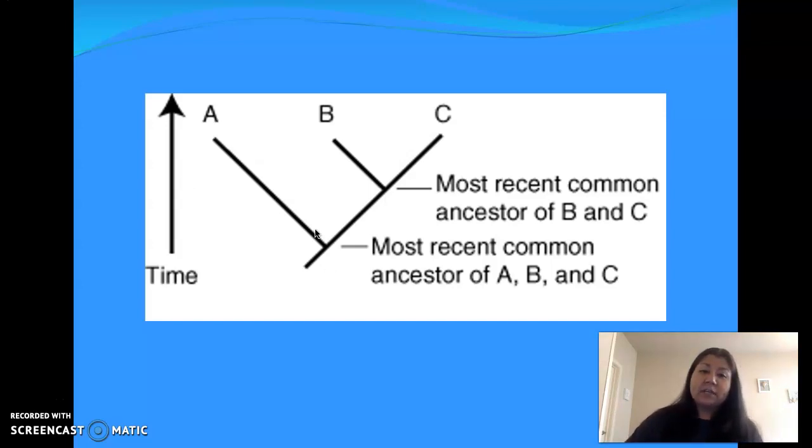And if I'm looking down here, where this little intersection is, that's where my common ancestor is for animal A, B, and C. And again, I don't know if that animal's alive. It could be, it could not be. Who knows? We have no idea.